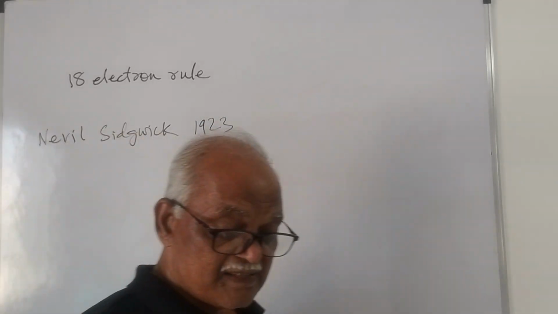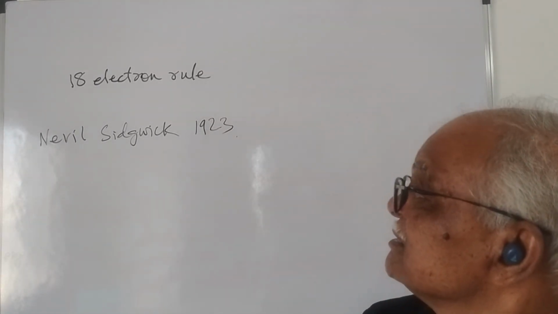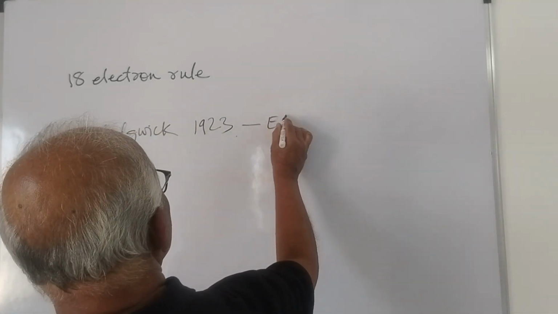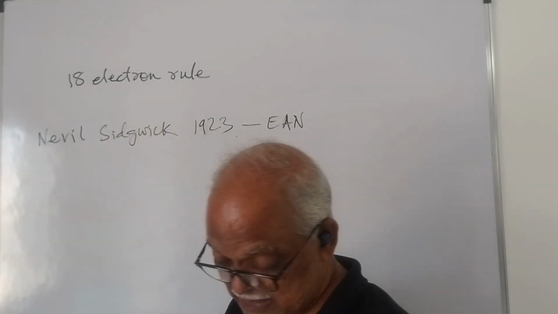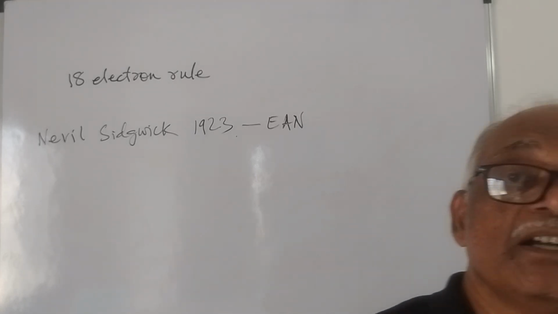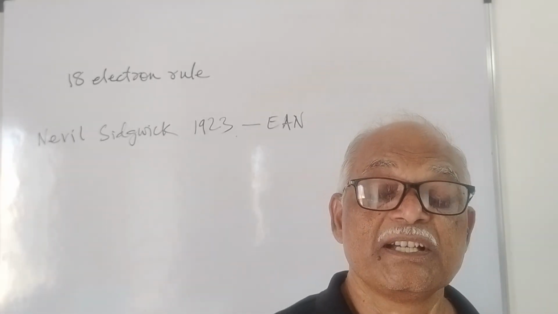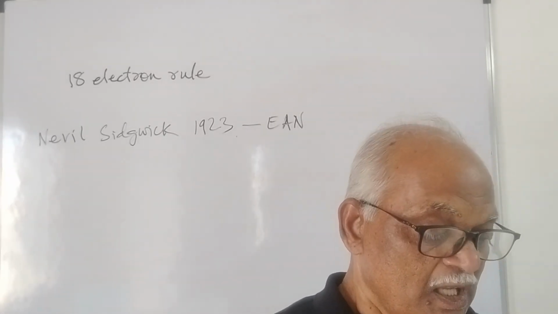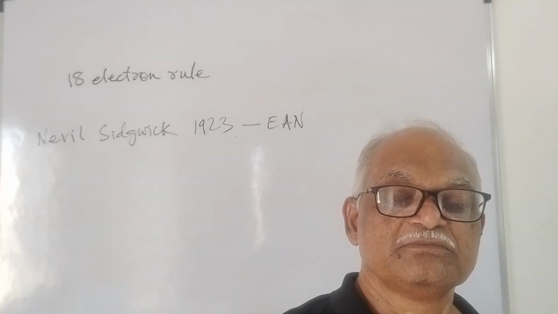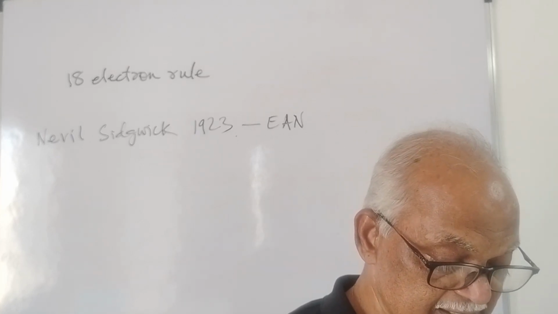In 1923, another widely used rule was introduced, the effective atomic number, shortly called EAN. Because of its importance, this rule was largely used up to the 1960s.